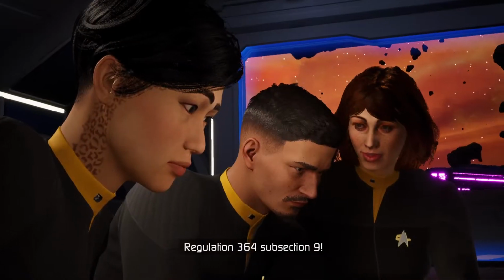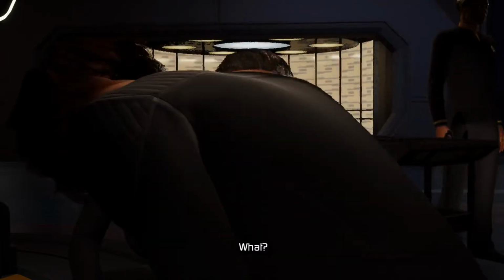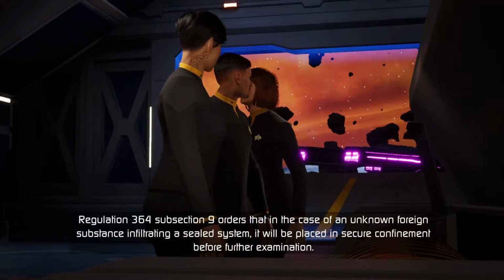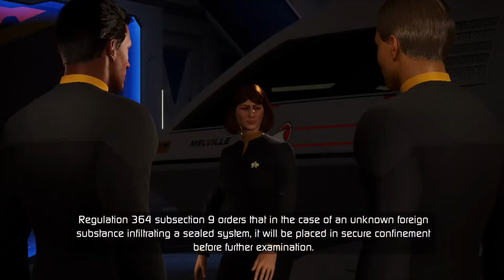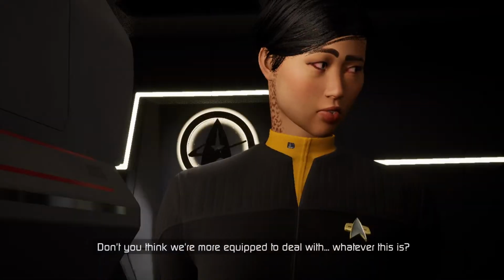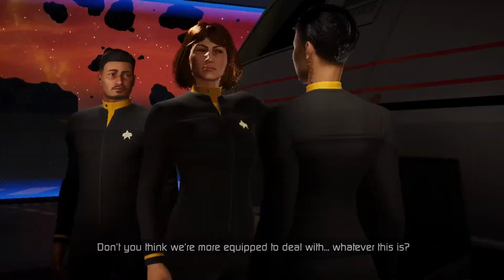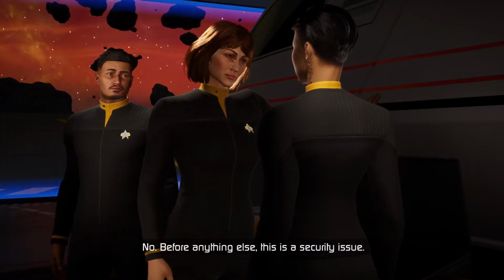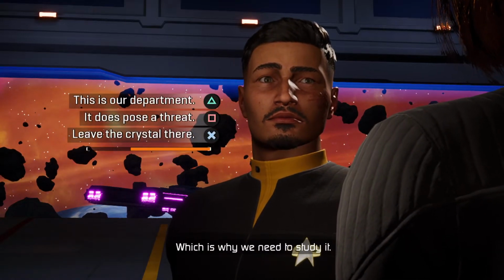Wait. Regulation 364, subsection 9. What? Regulation 364, subsection 9 orders that in the case of an unknown foreign substance infiltrating a sealed system, it will be placed in secure confinement before further examination. Retrieve a containment module. Don't you think we're more equipped to deal with whatever this is? No. Before anything else, this is a security issue. You don't even know what this is. Which is why we need to study it. Once it's contained.